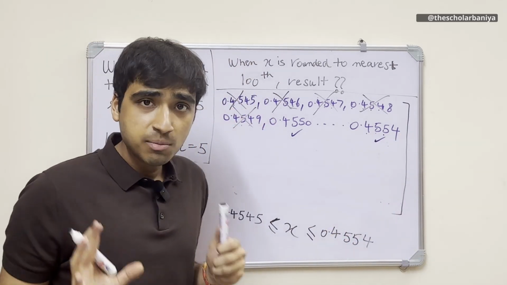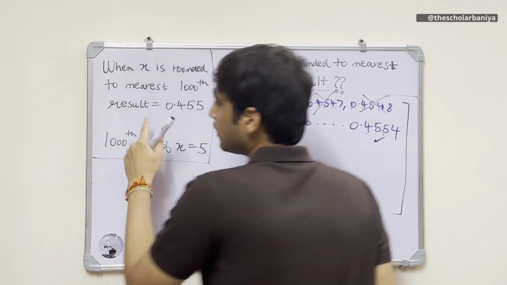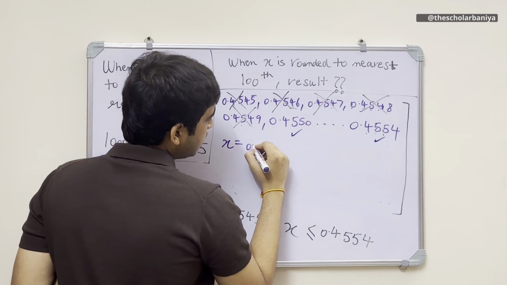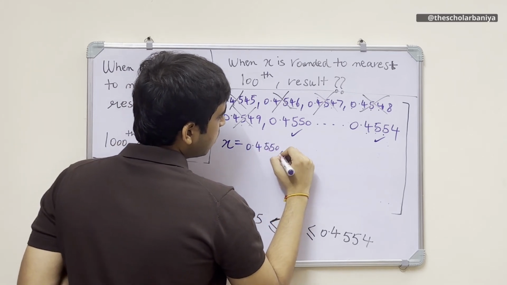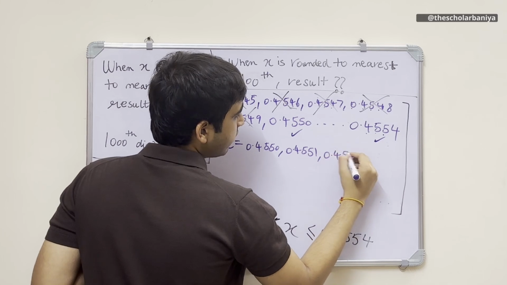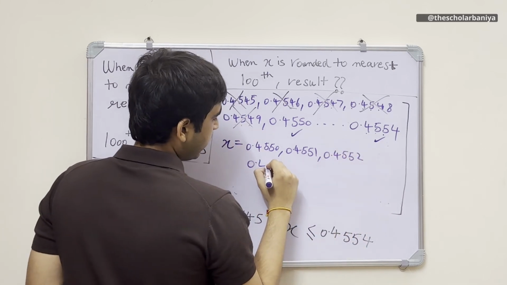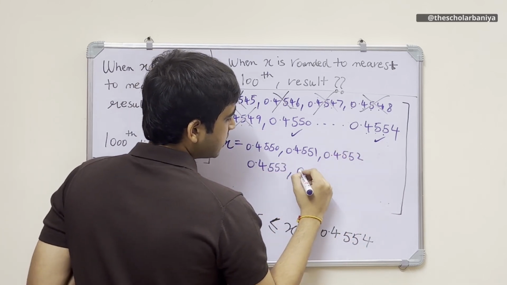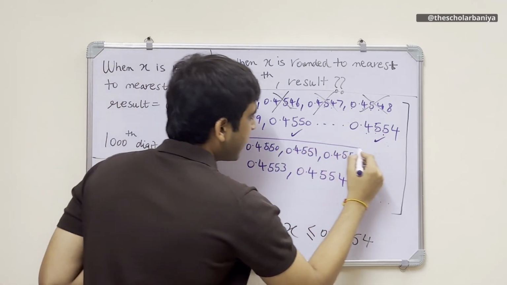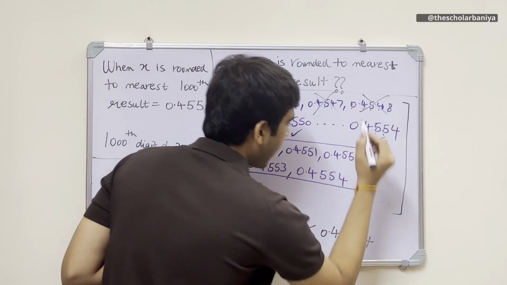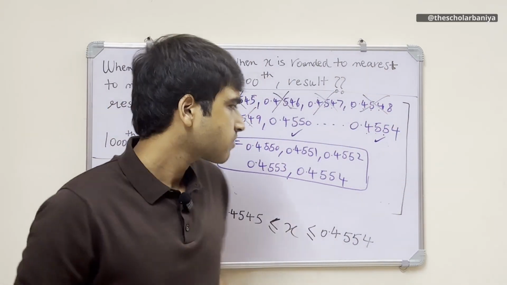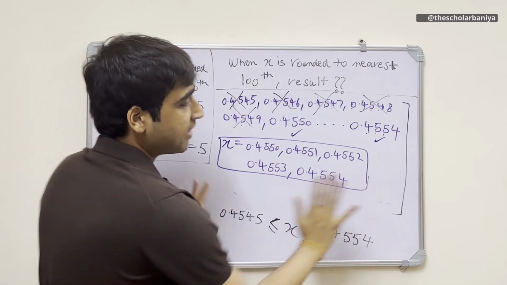So basically, the possible values of x according to these two conditions will be x equal to 0.4550, 0.4551, 0.4552, 0.4553, 0.4554. So these are finally the possible values of x according to these two conditions, right? So this is our final set.